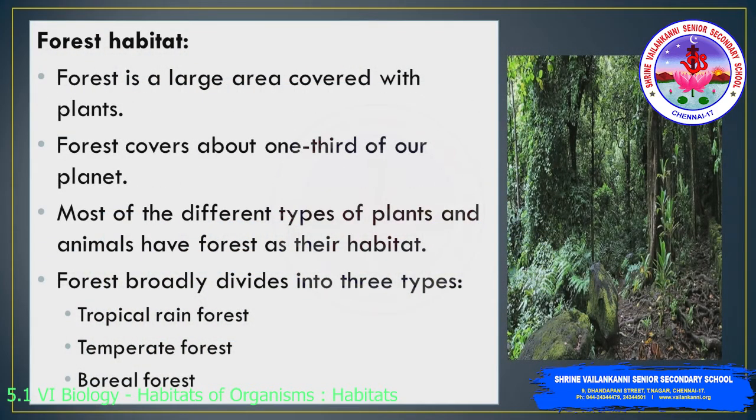Now we shall study about the forest habitat. Forest is a large area covered with plants. Forest covers about 1/3 of our planet. Most of the different types of plants and animals have forests as their habitat. Forest is broadly divided into 3 types, which are the tropical rainforest, the temperate forest and the boreal forest. Now we shall study about each of the forests.